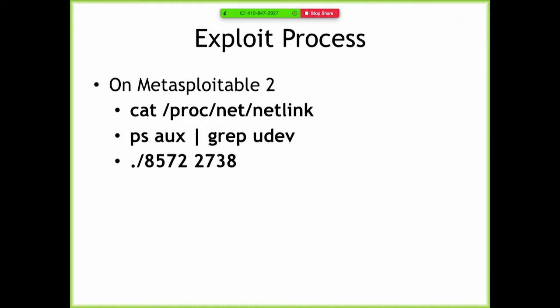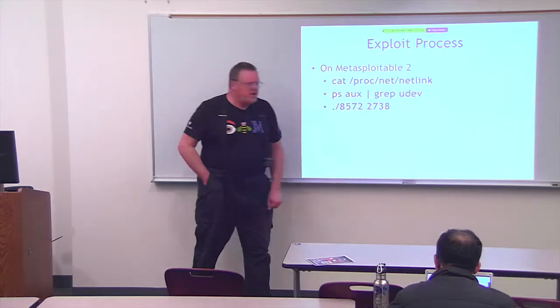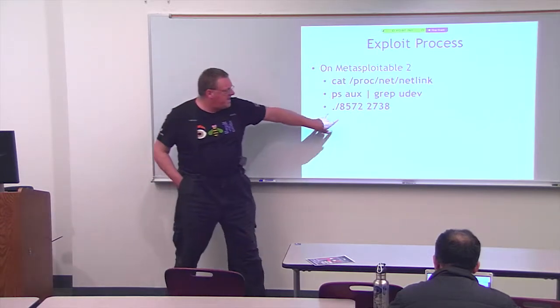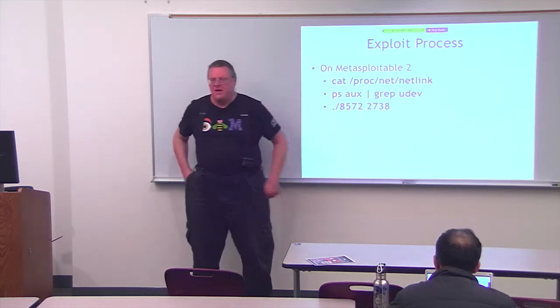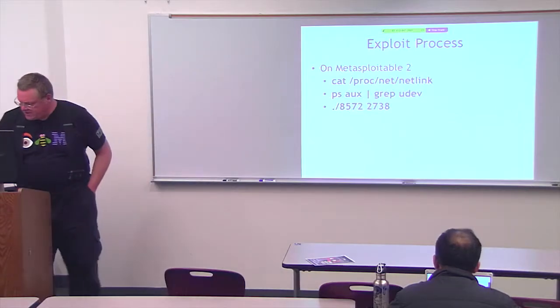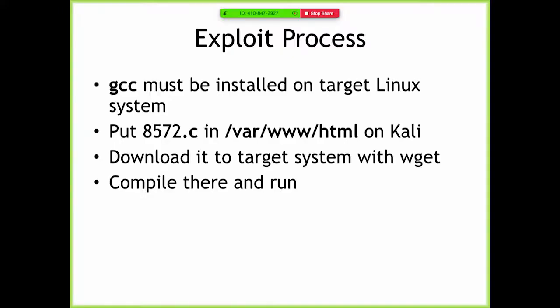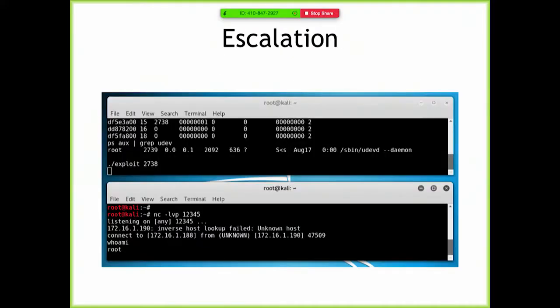So now, on the Metasploitable 2, I go to /tmp and do wget to get the run file up there. And now I have to find this process number, which you'll find in /proc/net/netlink. That is the process number. And I can then find the number here, and now I can run the attack with that process number, which I got from that command. So I think that's the game here. You have to have GCC, you have to compile it there and run, and here's how the escalation looks.